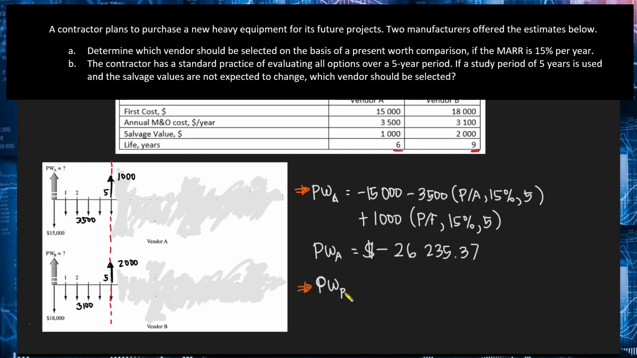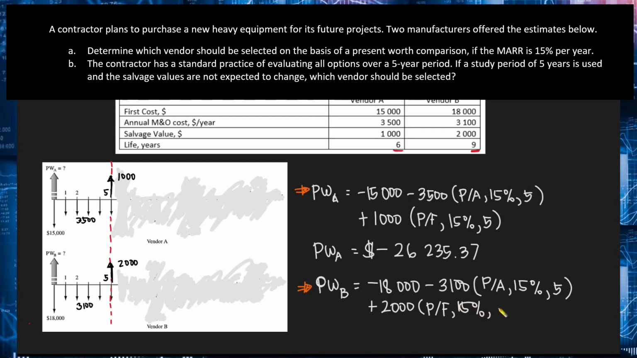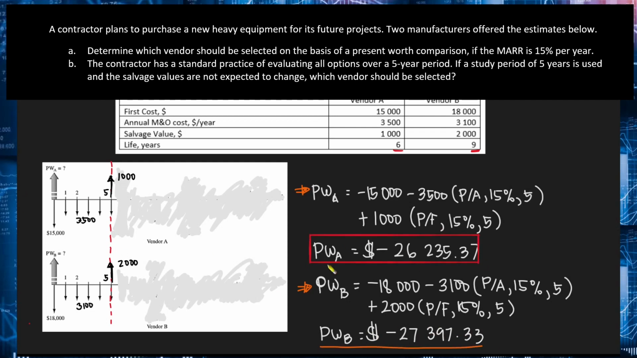And then same for the second alternative. The present worth will be equal to yung first cost, 18,000. And then, yung annual maintenance and operating cost na 3,100 per year. So, this is for 5 years ulit. And then, the salvage value na 2,000. So, that will be positive. Multiplied by the P/F factor with 15% interest and then for 5 years. Now, the present worth of the second alternative will be equal to negative $27,397.33. So as you can see, vendor A na ngayon yung pipiliin natin, no?